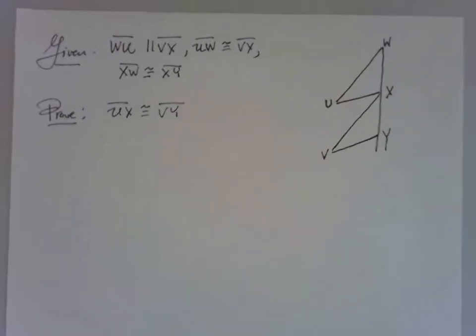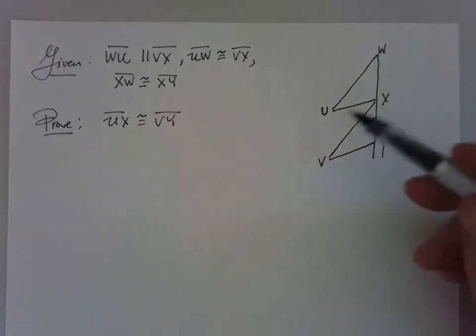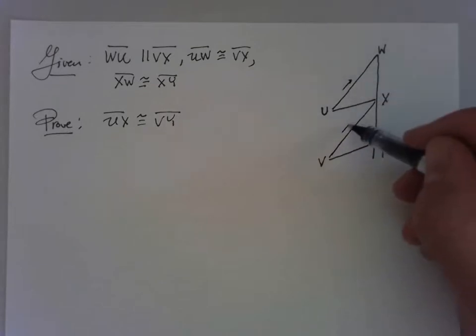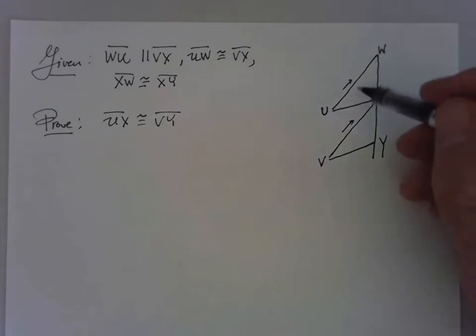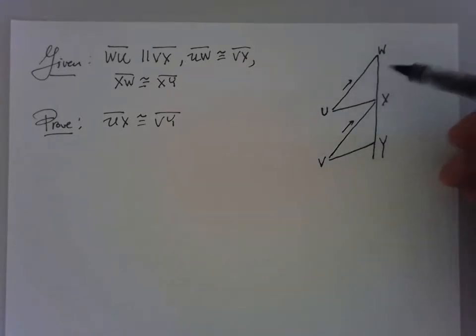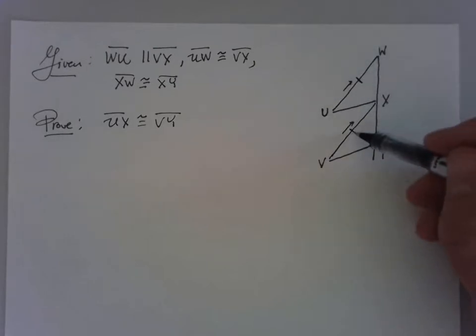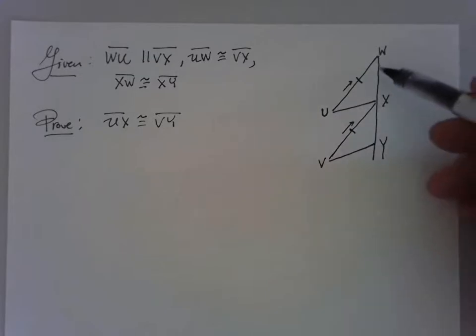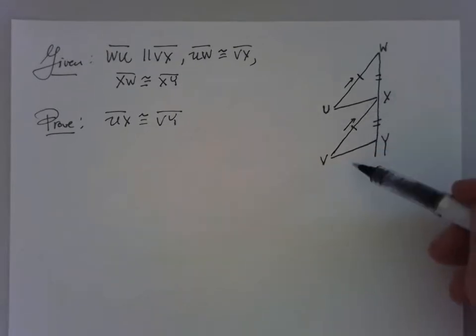So I'll mark my givens. WU is parallel to VX. So I use my arrows to mark parallels. UW is congruent to VX. Oh, so these are also parallel. I don't know why I changed it from UW to WU. So there I have parallel and congruent. XW is congruent to XY. And I want to prove that UX is congruent to VY.